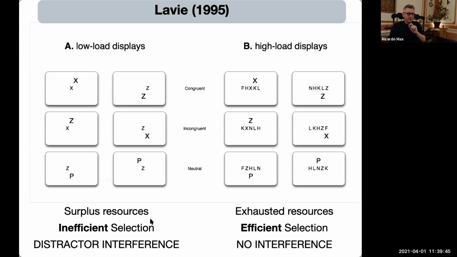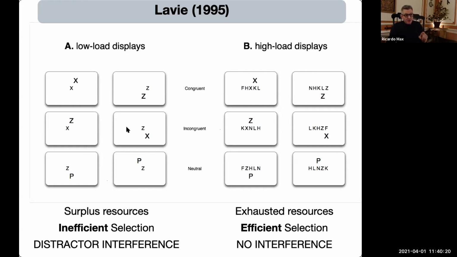This is important. In low-load displays, selection is inefficient, so we end up processing the distractor, and that's why there is distractor interference, which is the difference between incongruent and neutral. In high-load displays, because all the resources were used, the selection is efficient and distractors were not processed, and that's why there is no difference between this and this, even though all those trials take much longer to react to than all those trials.